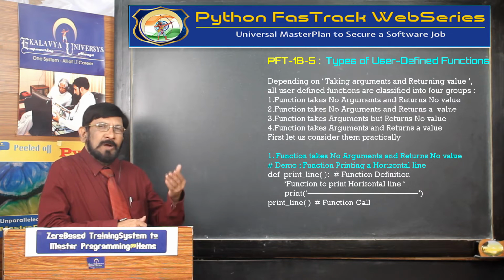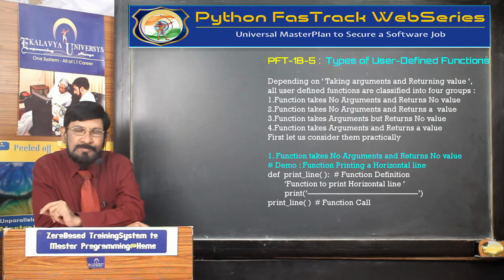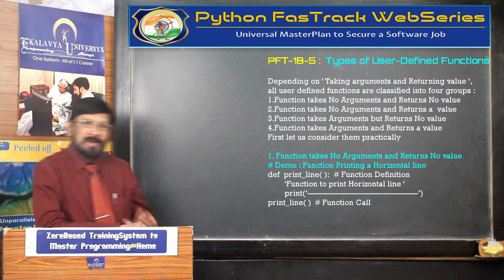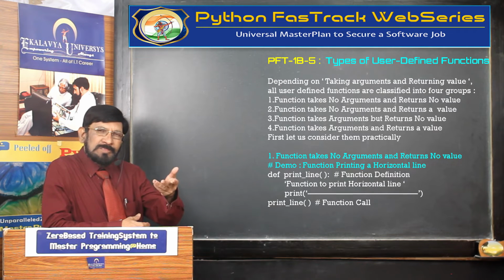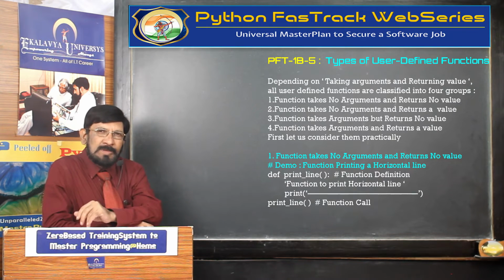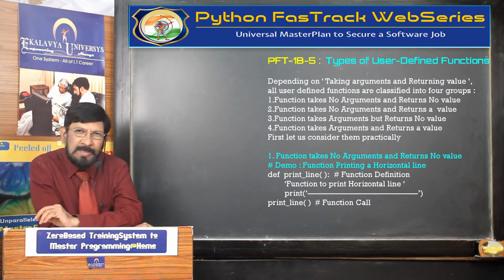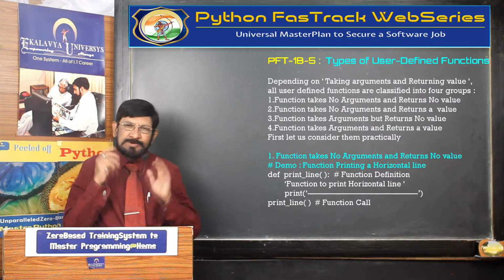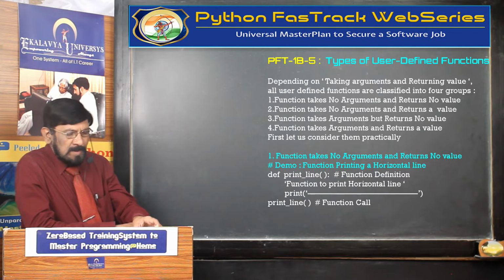Fourth one, function which takes arguments and returns a value. Most cases are like this. You take a tailor, you give cloth and in turn they give dress. A carpenter, you give wood, in turn they give furniture. So in this way, first understand from the real life angle. Thereafter, let us consider the programming examples.